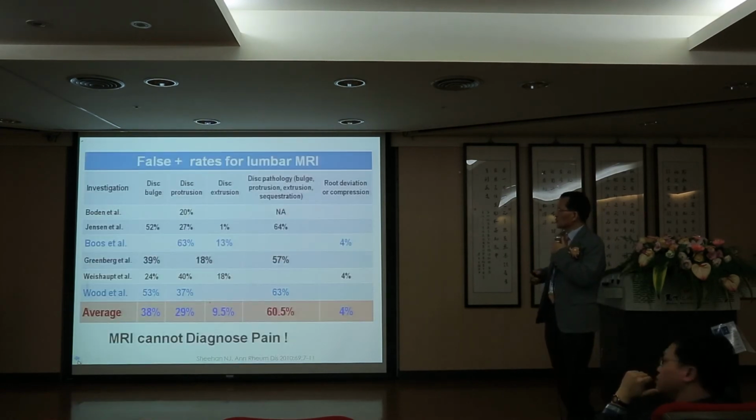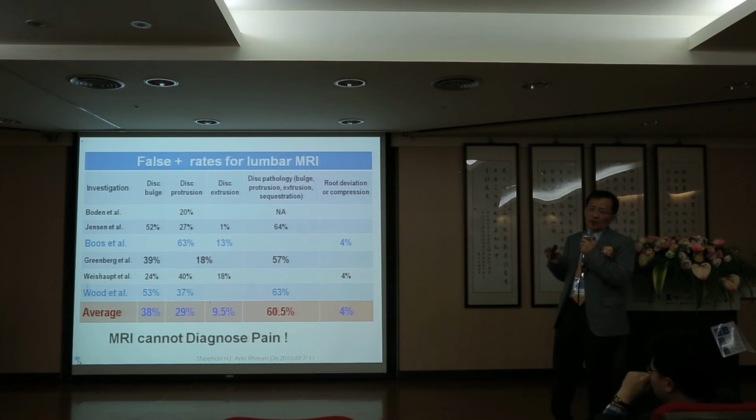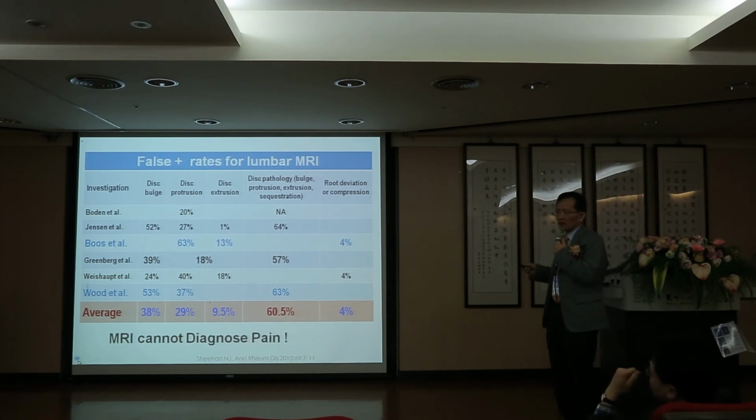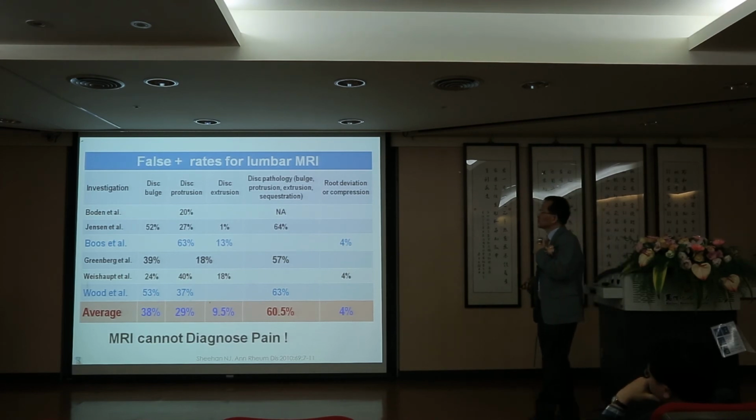This table here shows the misdiagnosis of MRI for lumbar pain. Looking at the red bar, on average, the misdiagnosis of MRI for bulging is 38%. For protrusion it is 29%, and for extrusion 9.5%. All this pathology, bulging, protrusion, extrusion, sequestration, is about 60%. MRI can diagnose only 60% of pain. MRI cannot diagnose pain. That is why epiduroscopy is necessary for diagnosis and treatment.